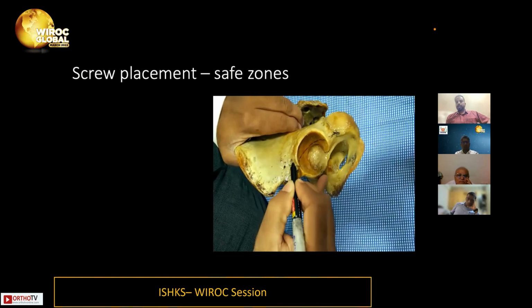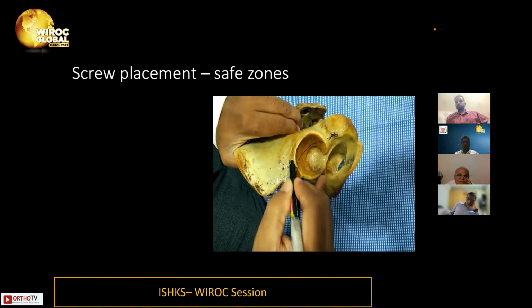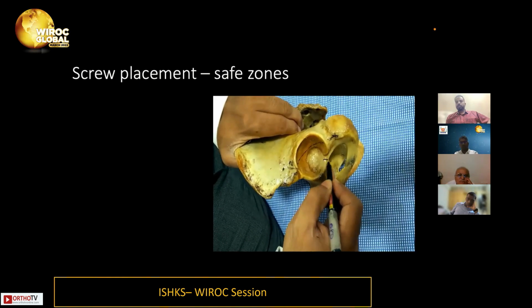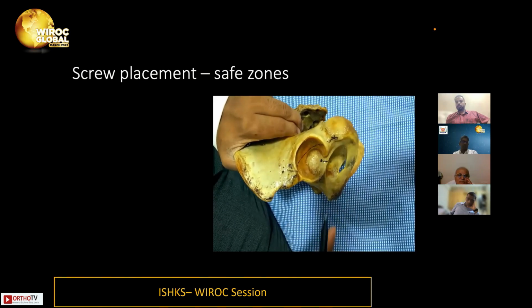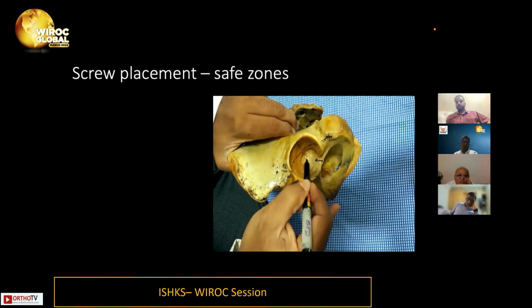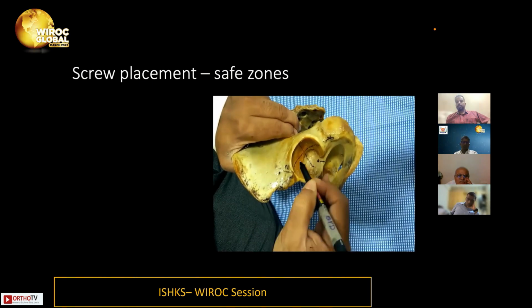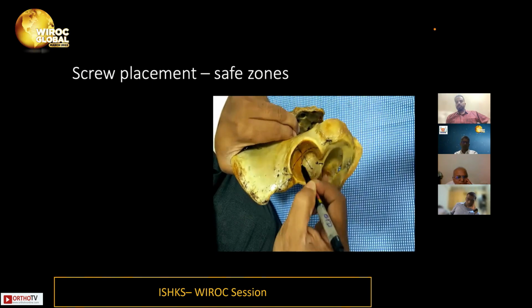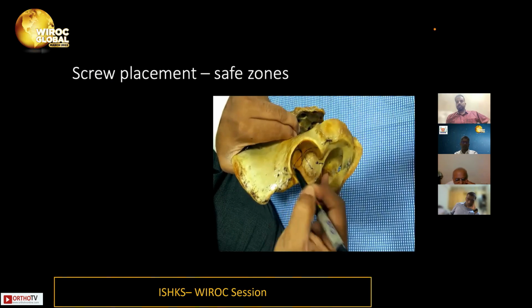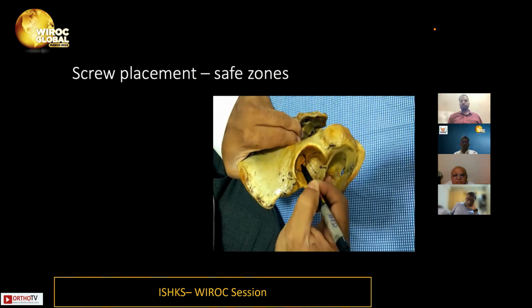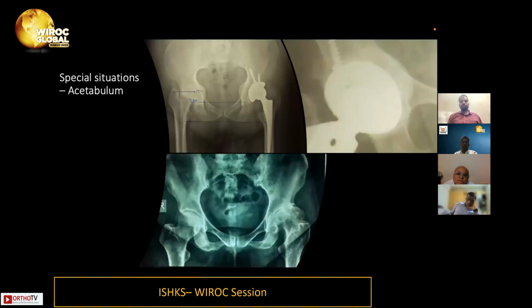and the appropriate positioning of the screws is identified by correctly identifying the 12 and 6 o'clock positions of the acetabulum and positioning the screws in the posterior superior and anterior superior parts of the acetabulum in order to keep them away from the neurovascular structures and to get good fixation into the acetabular dome. So this is an important concept, the screw placement safe zones.